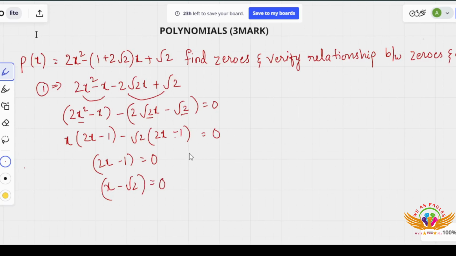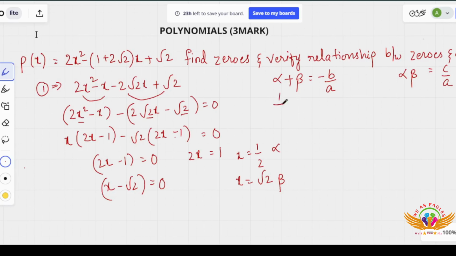From the first group, 2x = 1, so x = 1/2. From the second, x = √2. So 1/2 and √2 are our zeros. This is my alpha and this is my beta. Now I need to find the relationship and verify it. My formulas are: alpha plus beta equals −b/a, and alpha beta equals c/a.